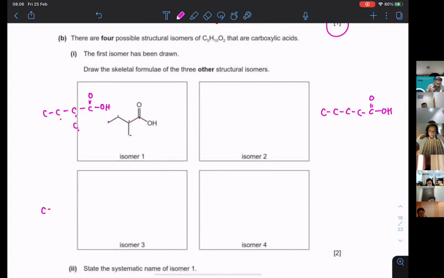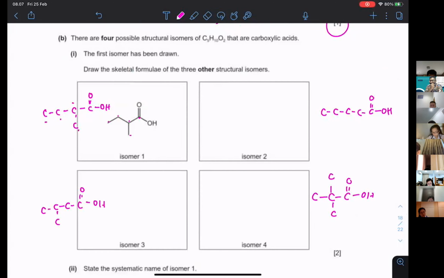So another one, C double bond O, OH. I put the C here. That's going to be another one. Or I can put the CO here, so it means C double bond O, OH. I bring this C that exists over there and put it there. So I think I have enough already.